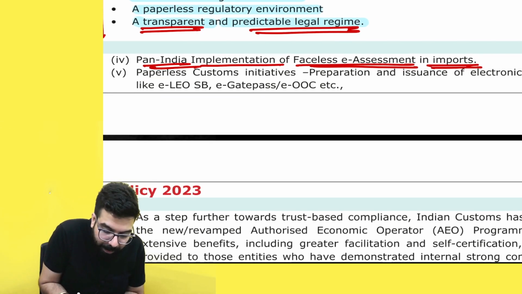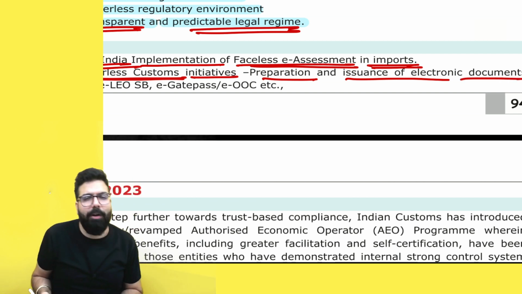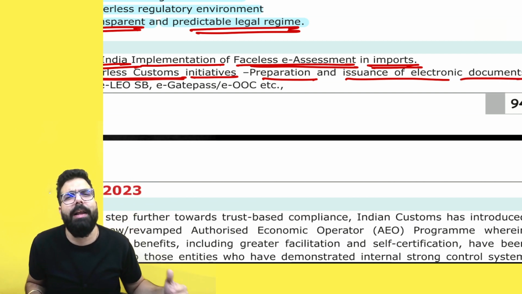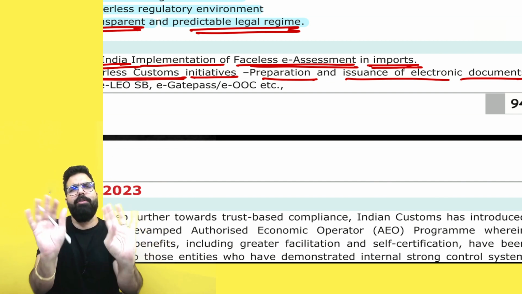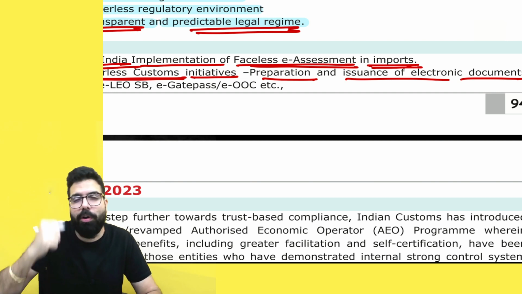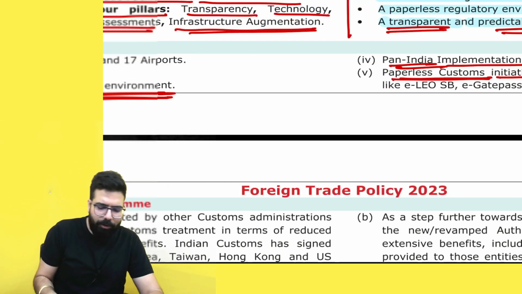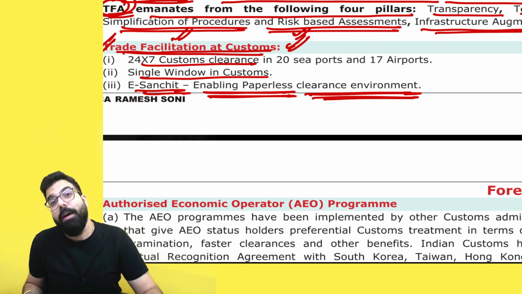Then the paperless customs initiative, preparation and issuance of electronic documents. All these electronic documents like shipping bill, etc. are now paperless, electronic. You have to go to the ICEGATE website, file your shipping bill, get your clearances, let export order, clearance order, export. All these are being given online. So basically, all these are the various trade facilitation things which have happened at customs also.